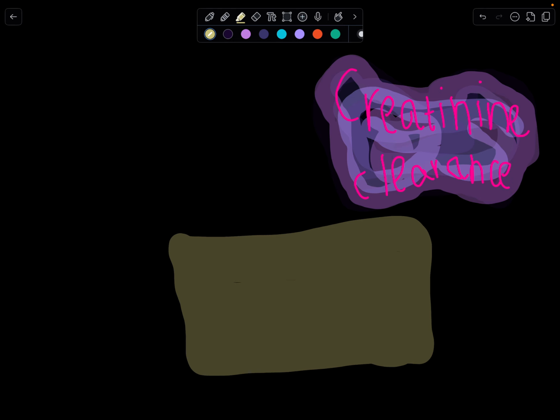So, okay, so how do I measure eGFR and how do I measure actual GFR?